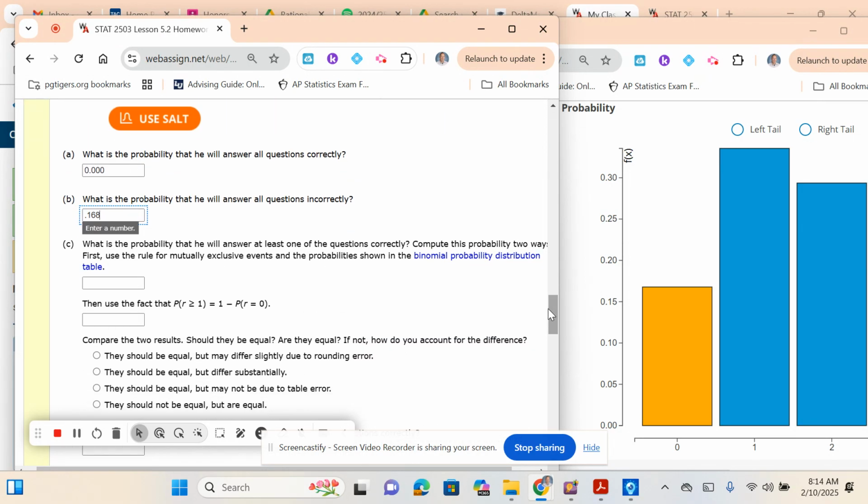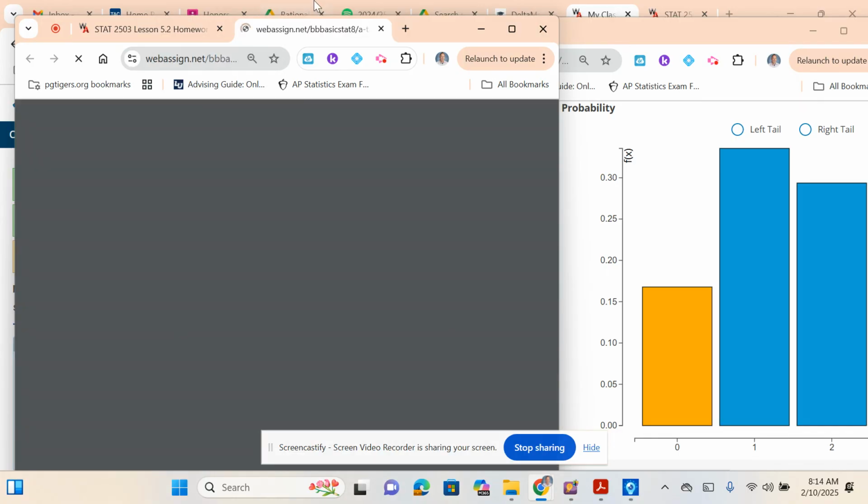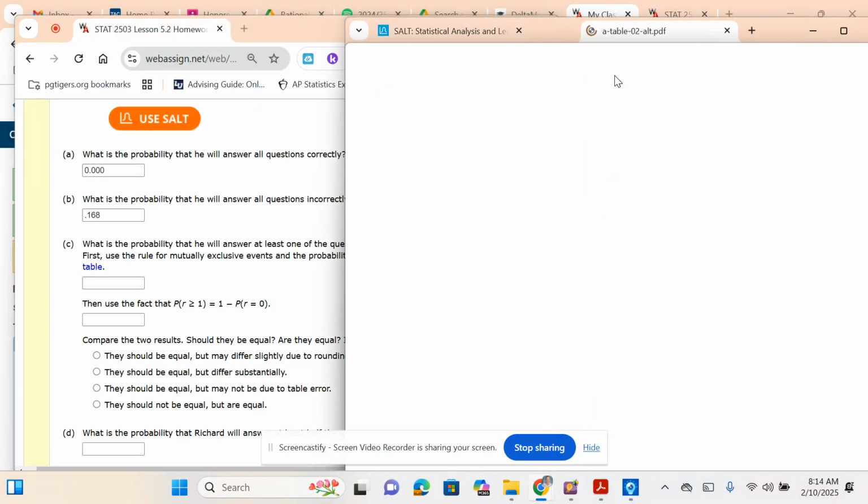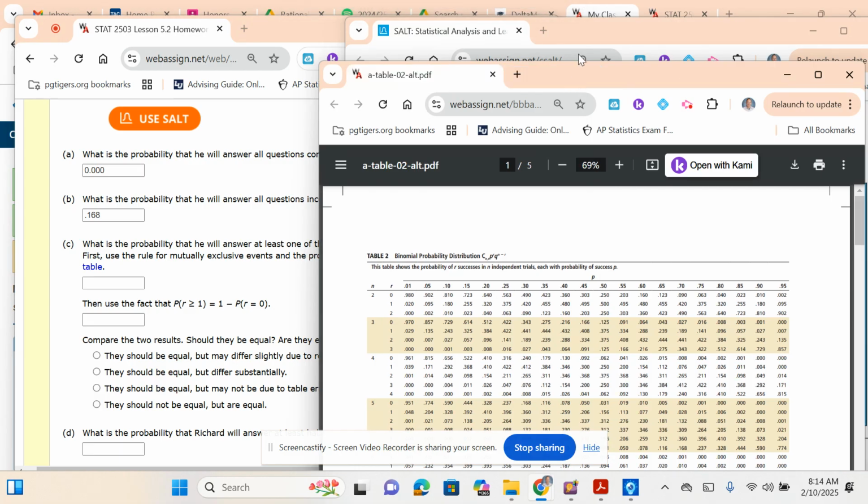All right, C. This one's a pain. What's the probability he'll answer at least one of the questions correctly? Compute it 2 ways. First, use the rule for mutually exclusive events and the probability shown in the binomial distribution table. And then also use the fact that R greater than or equal to 1 is equal to 1 minus. So let me explain how this works. I'm going to have to pull up the binomial distribution table, and I'll explain to you how to read this. And you could use this for your values here.